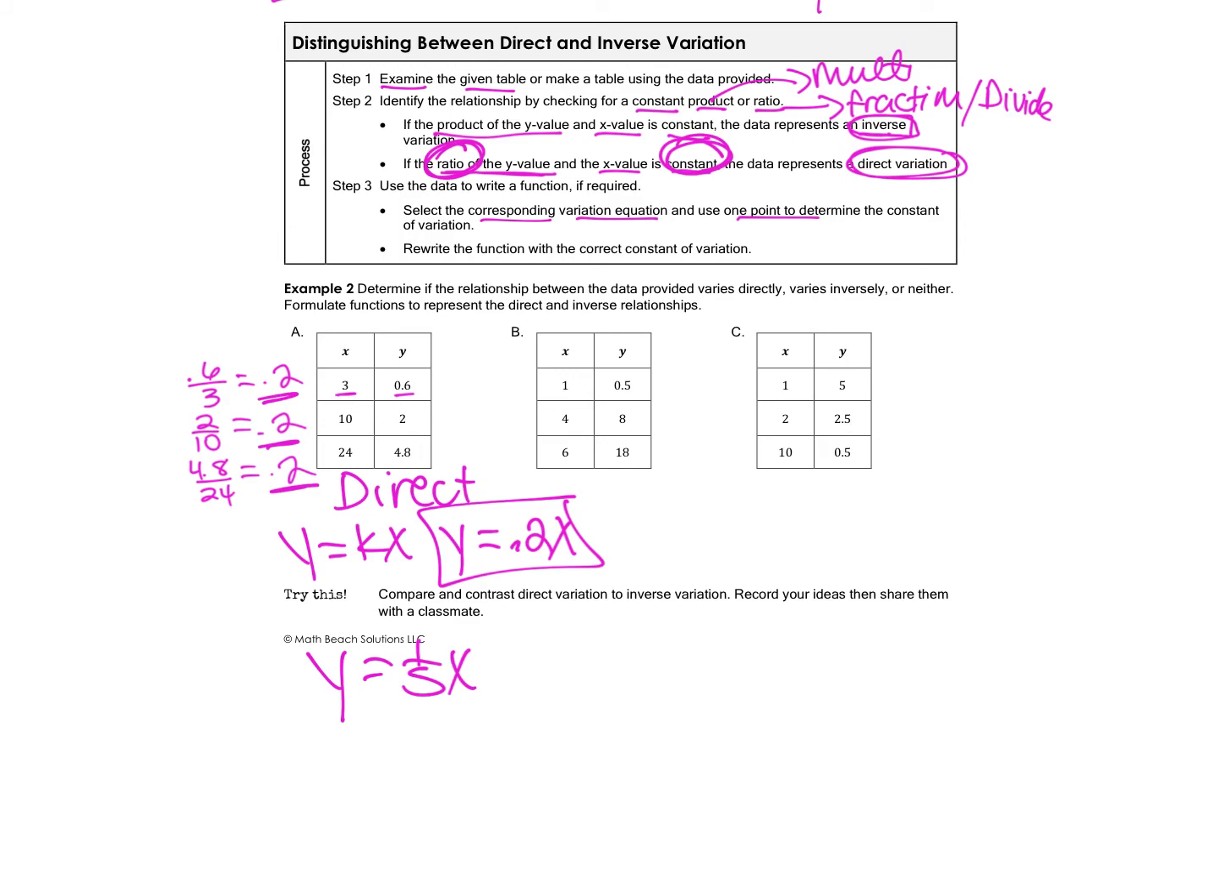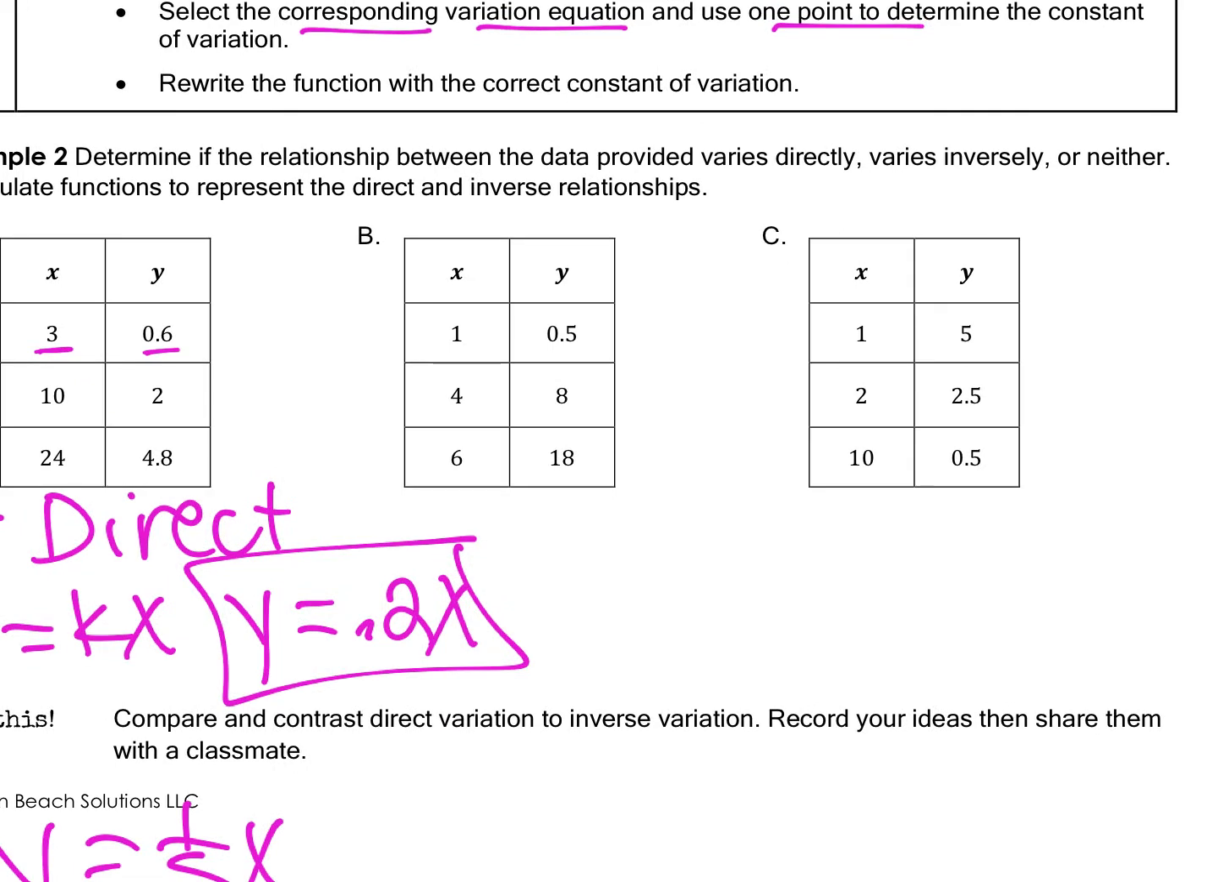Okay, let's try another one. So looking at B, that's 0.5. 8 divided by 4, I know, is 2. 18 divided by 6, which is 3. So notice those are not the same.